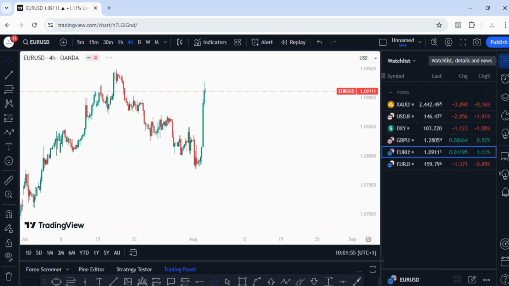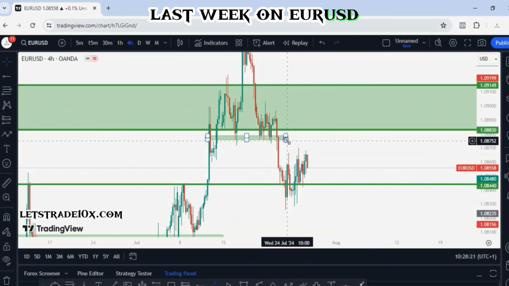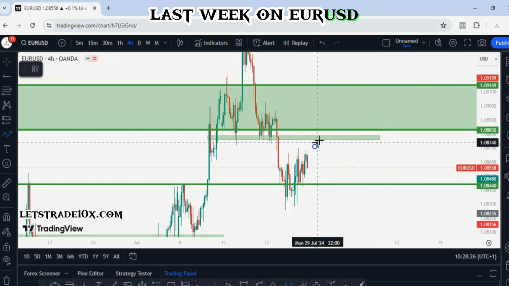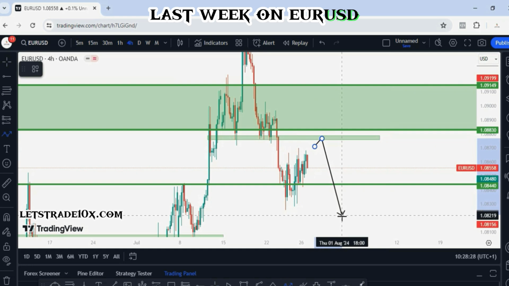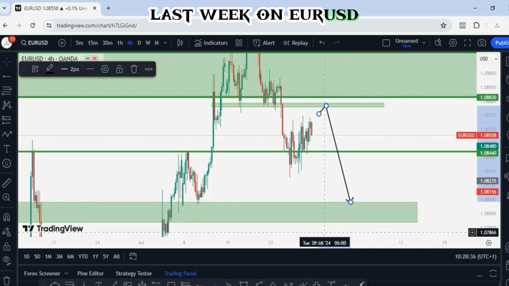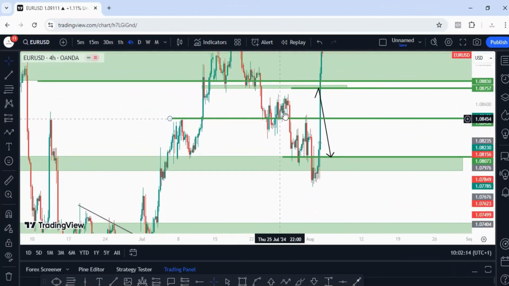The next on my list is EURUSD. Price may pull back into this region. All right, price may pull back into this region before we sell off again. Now, if we sell off, our target will now be these lows here. Let me put a line there for easy identification, which is 1.08073.